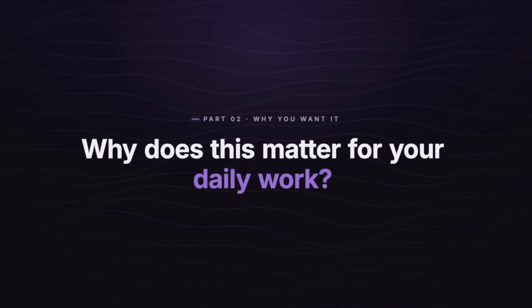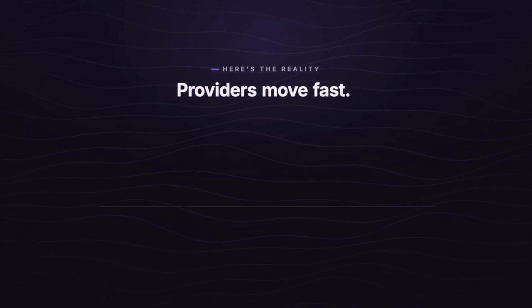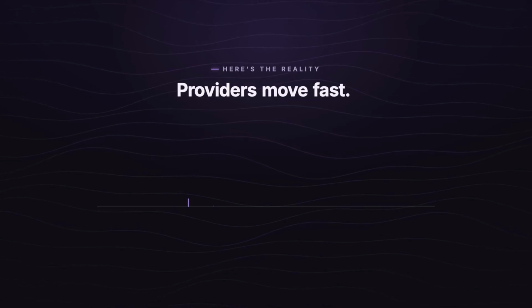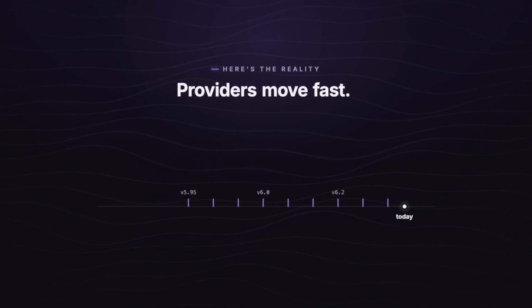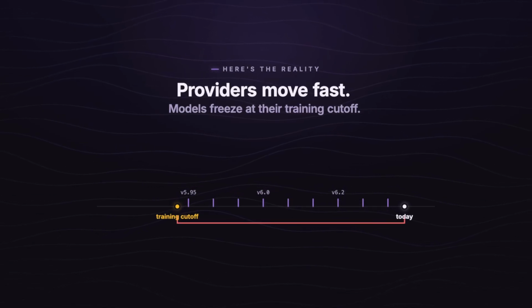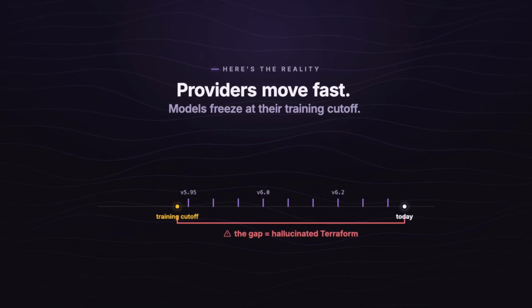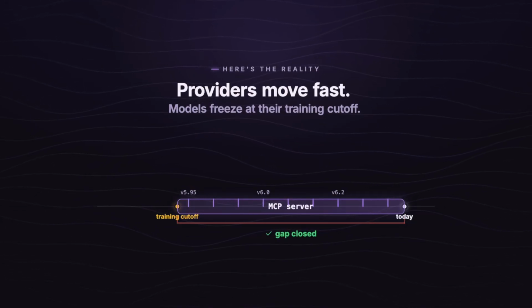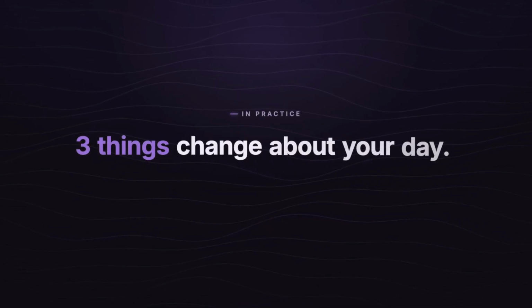So why does this matter for your daily work? Well, here's the reality. Providers actually move really fast. The AWS provider alone gets releases constantly, and AI models have a training cutoff. That gap between what the model learned and what's true today is exactly where hallucinated Terraform comes from. The MCP server actually closes this gap. In practice, this will change 3 things about your day.